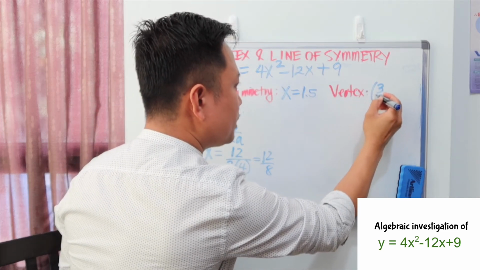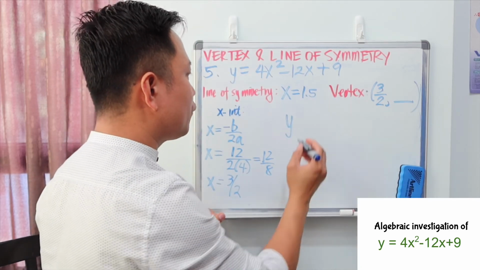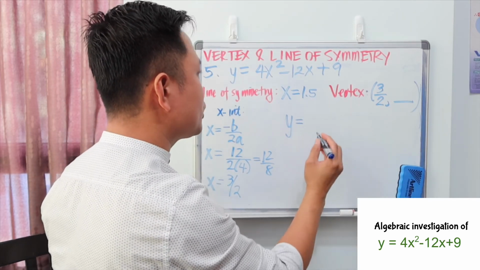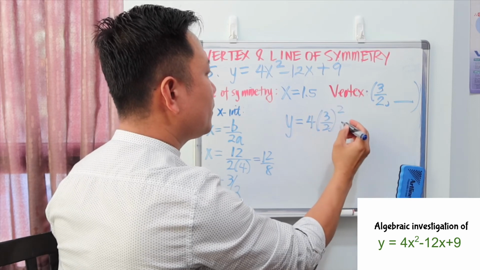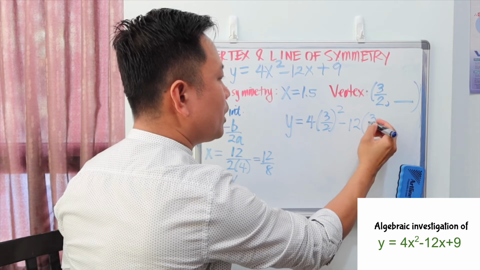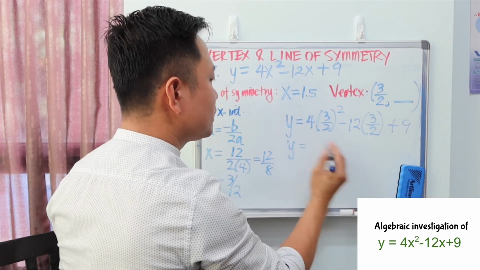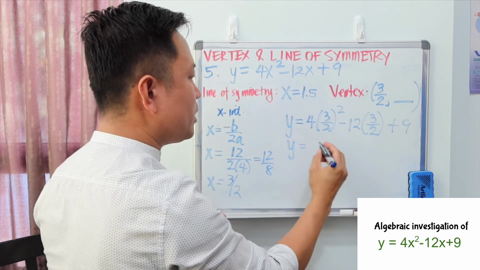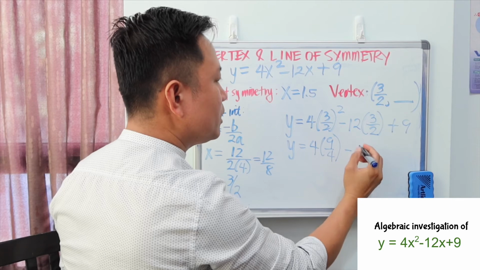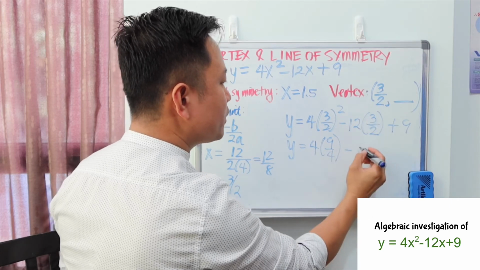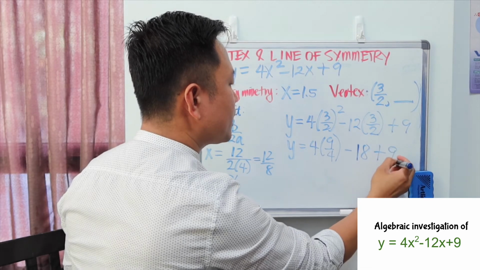Again, the x-coordinate of our vertex is 3 over 2. Now we will substitute 3 over 2 into the quadratic function. So we have 4 times 3 over 2 squared, minus 12 times 3 over 2, and then plus 9. Simplifying this further, 3 squared is 9 over 4, so we have 9 over 4, minus 12 times 3, 36, divided by 2 is 18, and then we have plus 9.